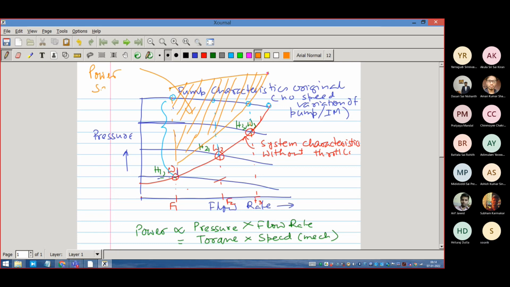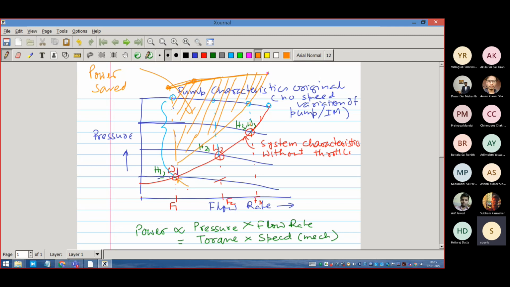Power saved, right? You may note a small thing: the difference in pressure is maximum at omega 1, but the power saving is not maximum. Why? Because power is a product of not only pressure, but pressure into flow rate. So flow rate is also a factor. Product-wise, the maximum power saving is happening somewhere here, not at this point. It is maybe happening somewhere later, maybe here.